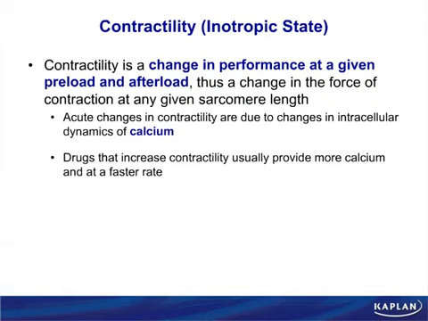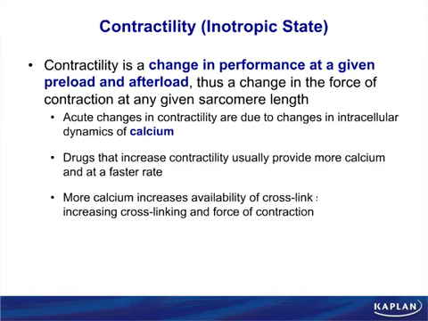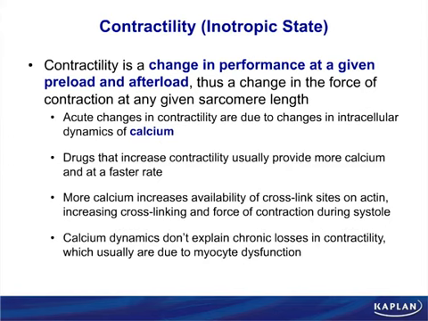All right, because I get more calcium, I get more crossbridges. If I get more crossbridges or cross-linking, I will generate a greater force of contraction during systole. Now, when we get chronic losses in contractility, this is due to myocyte dysfunction, and it's rarely related to calcium dynamics. So contractility is our other player influencing systolic performance, and they're directly related. And again, inotropic state. An increased inotropy means increased contractility. Decreased inotropy means decreased contractility.